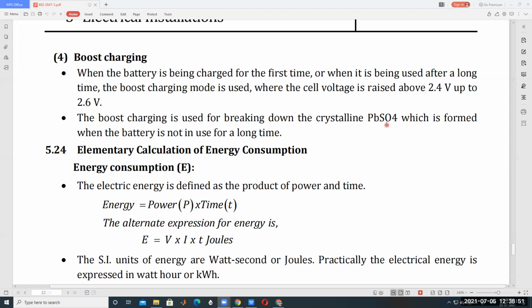You know this for the lead acid battery, how charging takes place and how discharging takes place. So this is about the different types of charging methods of a battery.